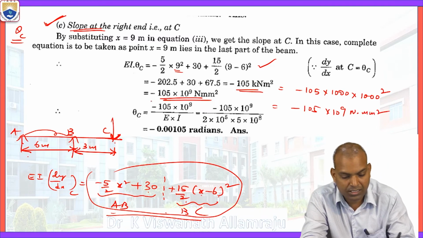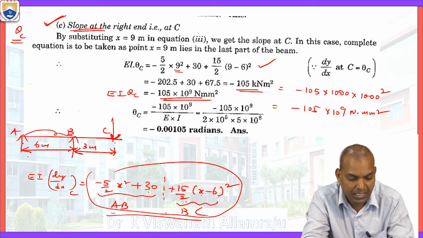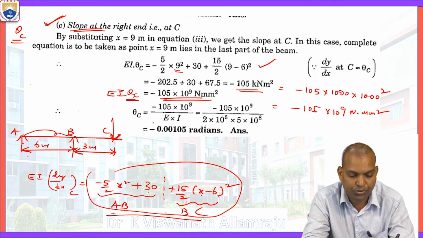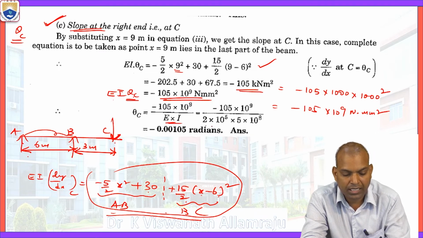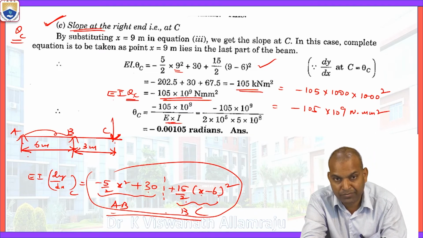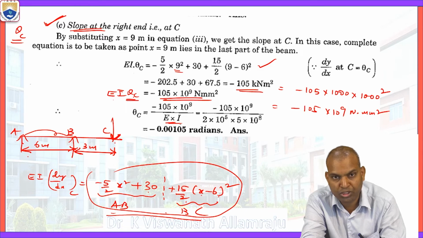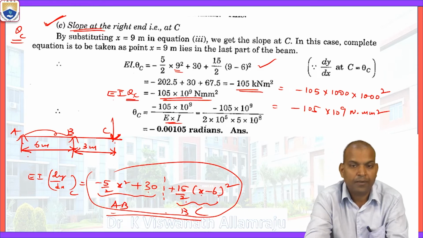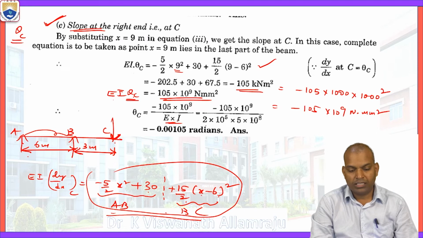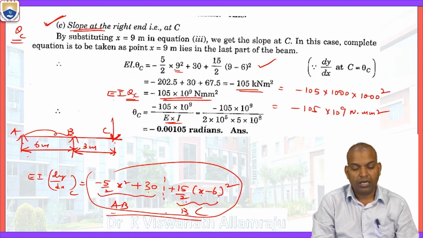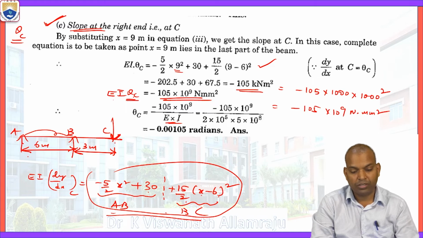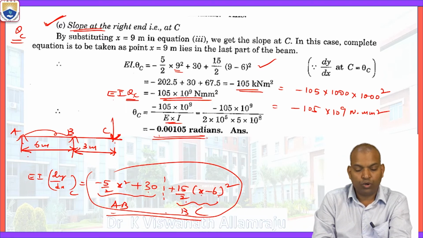Now what is theta C? This is EI times theta C. Then EI goes to the denominator on the right side. This EI is in the form of Newton square millimeter and I is in millimeter to the power 4. To maintain dimensional homogeneity we converted kilonewtons into newtons, meters into millimeters. After conversion and substituting the EI values and also the value obtained for EI theta C, the slope obtained is negative 0.00105 radians.